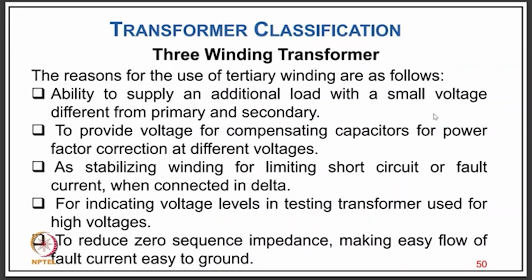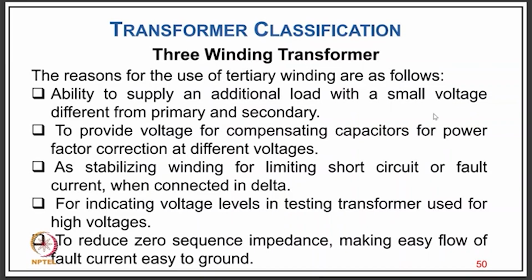In a 3 phase transformer, the reasons for the use of a tertiary winding are as follows: the ability to supply an additional load with a small voltage different from primary and secondary. A typical example is at a generating station, where the generation voltage itself is quite high, maybe 11 or 13.6 kV, and the secondary is even higher, but the loads are of low voltage, maybe 3 phase 415 volt or single phase 220 volt. So you normally have a tertiary winding for that purpose.